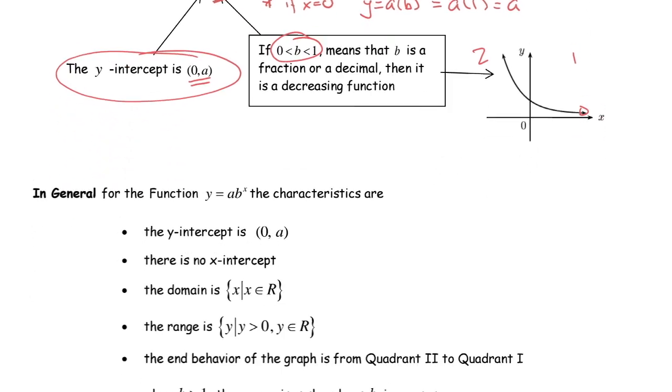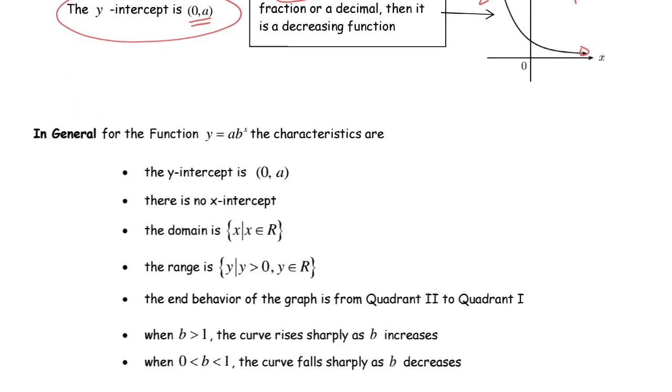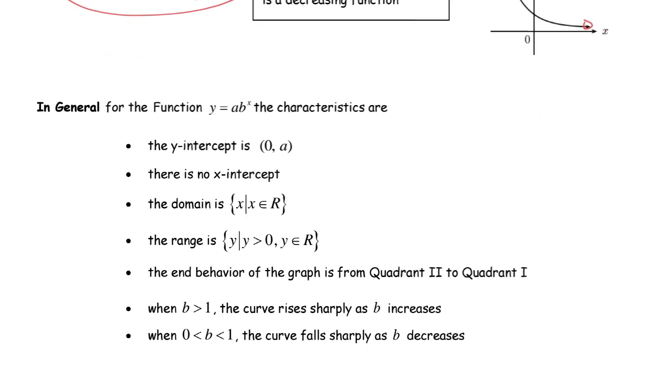Now let's take a look at some other characteristics of exponential functions. In general, if you've got ab to the x, your y-intercept is going to be (0, a). There will be no x-intercept. Depending on whether you've got an increasing function or a decreasing function, and I only wanted a little sketch here, but even then my sketch did that wrong.